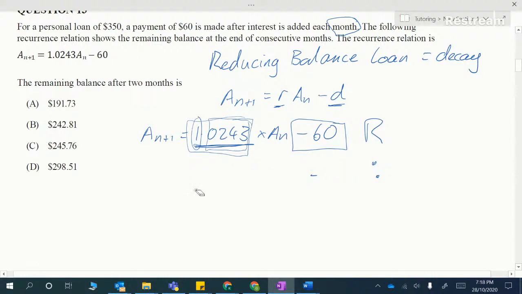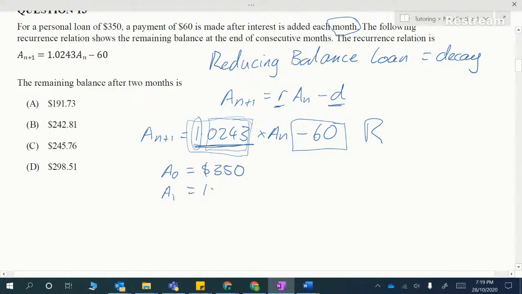Okay, so if we go ahead and do this question, we just need to use recursion, basically. So we want after 2 months. So A0 is the starting value, which is $350. So A1 would then be the balance after 1 month.